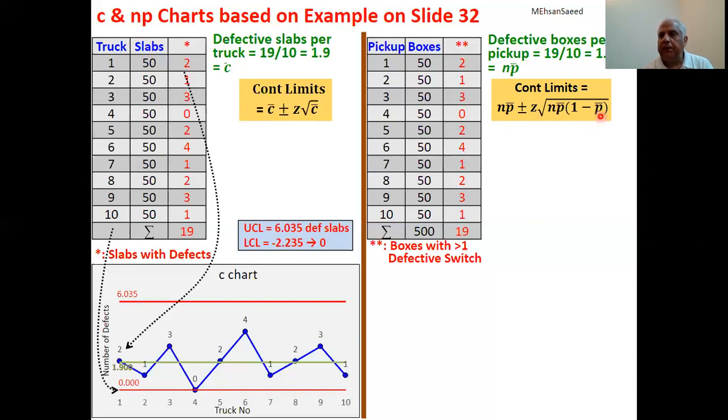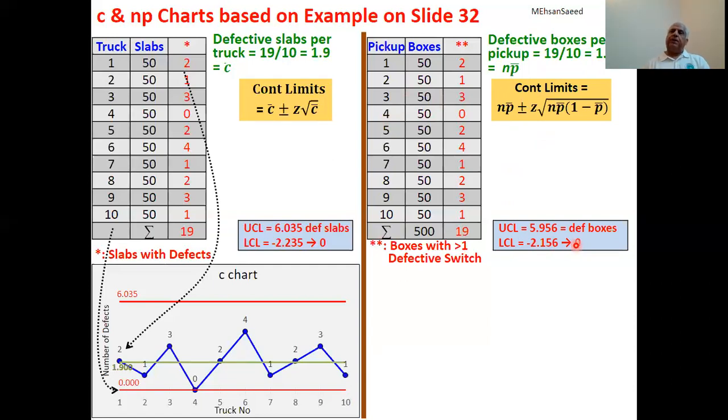And how do we get P bar? Simply dividing NP bar by N and cancel, leaving behind P bar. So if NP is 1.9, we divide it by the sample size, which is 50, and we get that figure. And when we put in these figures into this formula, we get an upper control limit of 5.956, which means 6, and a lower control limit of minus 2.2, which means 0.